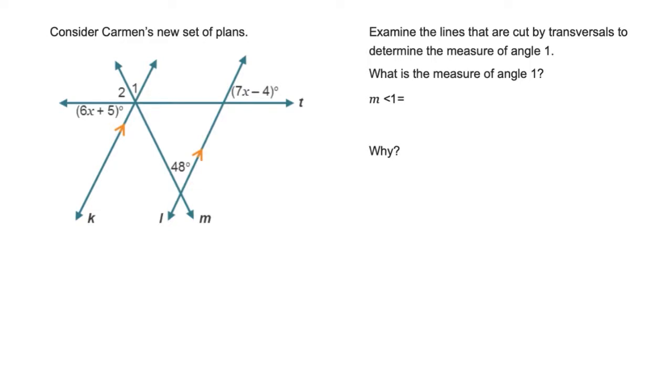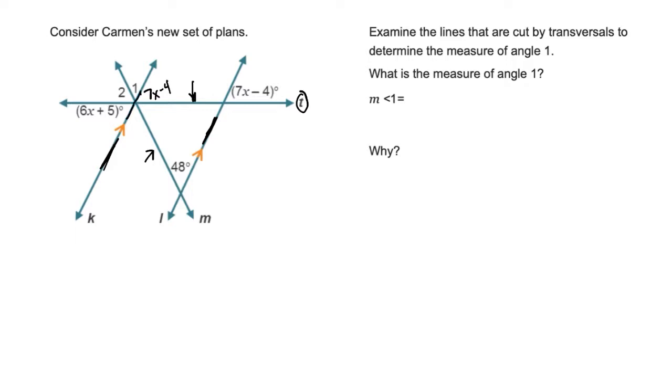All right, so now we got some weird stuff going on here. Notice our parallel lines are this line and this line. We've got two different transversals. This is transversal M, this is transversal T. The transversals cannot be connected with anything. However, using transversal T, I know that this piece is going to be 7x minus 4 because they're corresponding pieces.